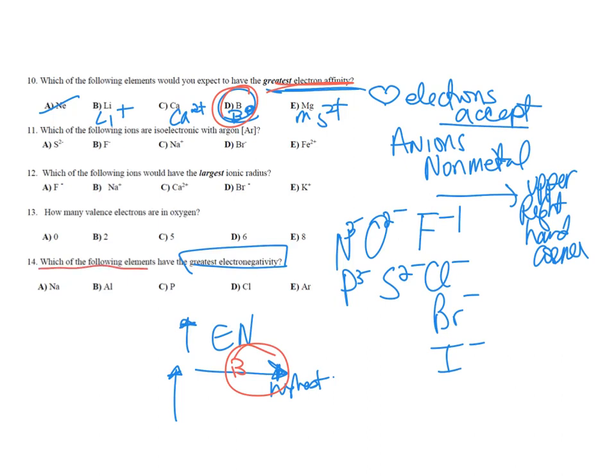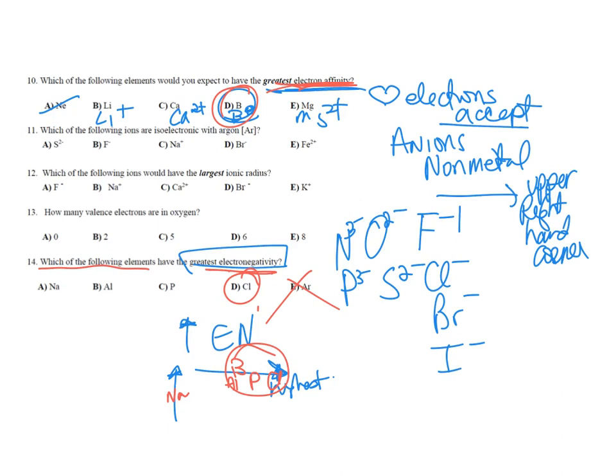Let's go ahead and go down to this one since we're doing electronegativity and it follows electron affinity. Which of the following elements has the greatest electronegativity? Well, where's sodium? Sodium's here. Aluminum is here. Phosphorus is to the right of aluminum, so phosphorus would have greater. Cl would be greater than that, and argon is a noble gas, so Cl would have the greatest electronegativity in this group.